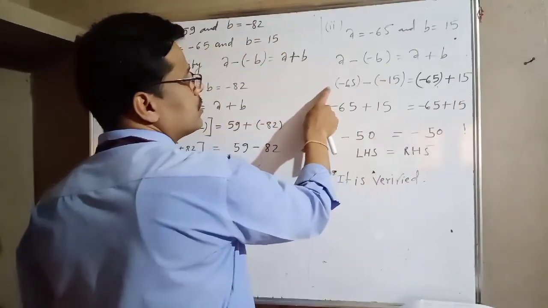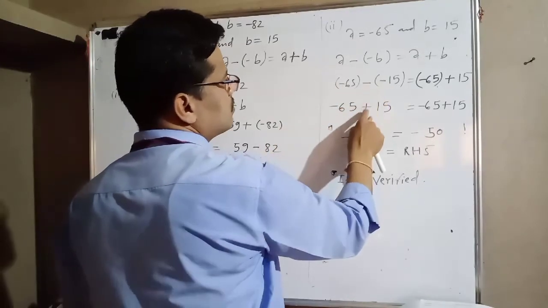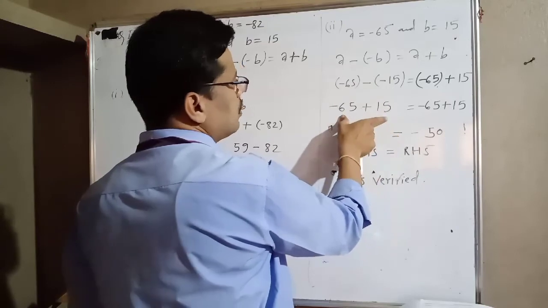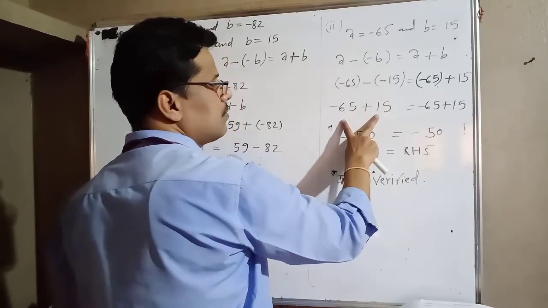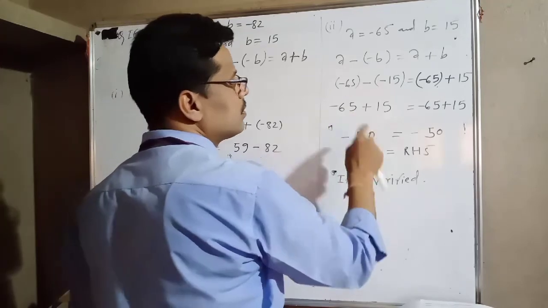Now you have positive sign, plus minus minus. This 65 minus minus becomes plus 50. Now you subtract, because the two numbers have opposite signs. If you subtract, what we get here? Minus 15. This is our left hand side.